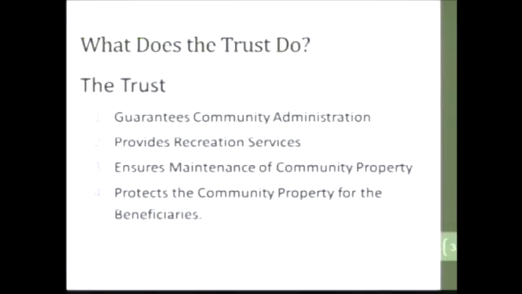So what does the trust actually do? The trust is going to guarantee community administration. Their job is to make sure that everything is still operating in the community property. They are to provide recreation services, ensure maintenance of community property, and protect the community property for the beneficiaries. So it's not just day-to-day management, it's long-term. And in fact, we'll talk a little bit about it. It shouldn't be a lot of management, period. It's governance and decision-making about those assets, and managing comes from the managing agent, because one of the duties is to have a managing agent in place.